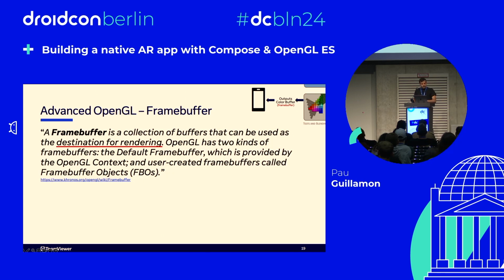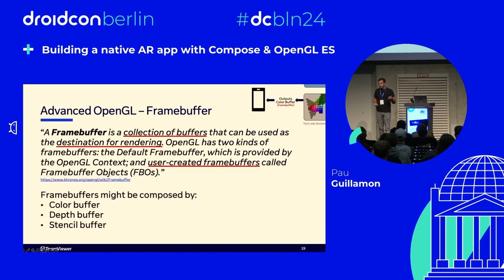Well, that may be a lot. Let's dissect this part. I like to focus on these two parts of this text: user-created frame buffer and destination for rendering. That already tells us that we, as users of OpenGL, can create frame buffers, and we can use them as destination for rendering. Whatever that means, we'll get to that. And for the sake of completeness, a frame buffer is a collection of buffers. It might be composed of color buffer, depth buffer, and stencil buffer. We're going to focus only on the color buffer today.